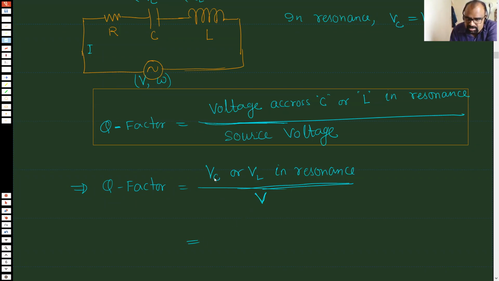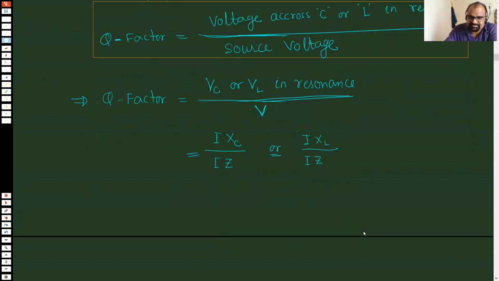Now in resonance, what is VC? VC is I into XC. Okay, and this V is I into Z, or you can also say I into XL. Why am I writing both of them? Frankly, there is no need of that, because anyway these two are equal, because we are saying in resonance.